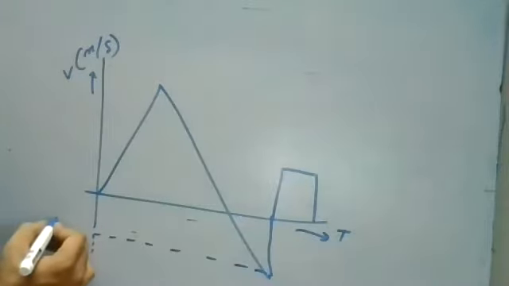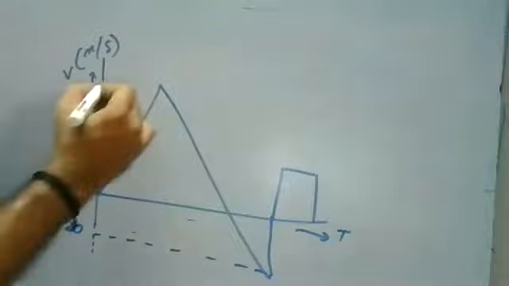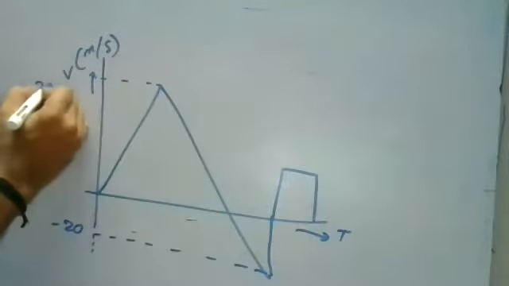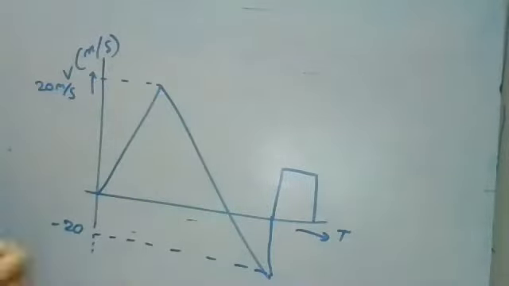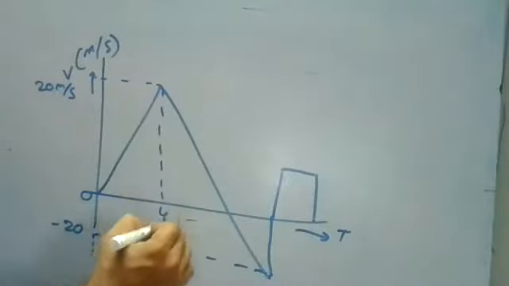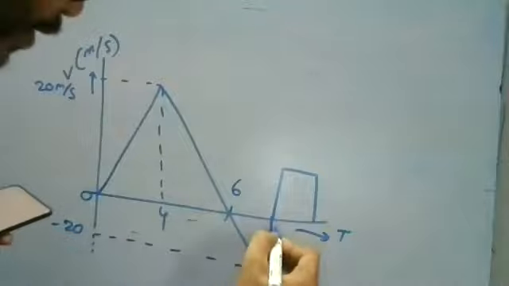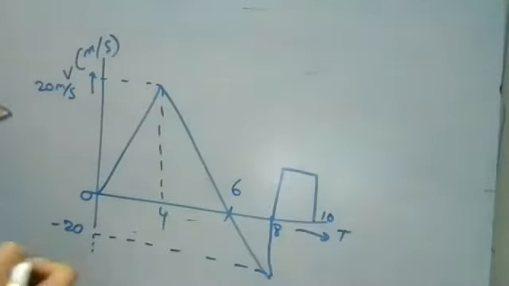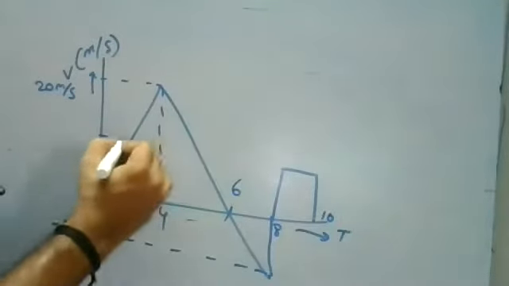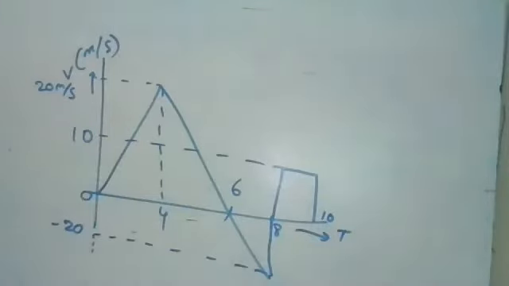Okay, so it is minus 20 meter per second, and here it is 20 meter per second. This point is 0, then 4, 6, 8, and 10. Here it is minus 10, and this height is 10. So we are going to find the displacement and the distance for this graph.